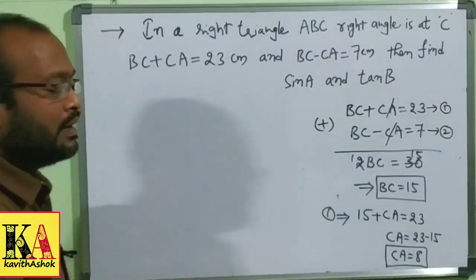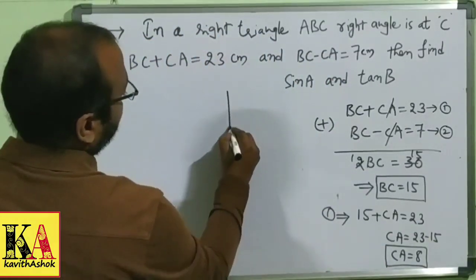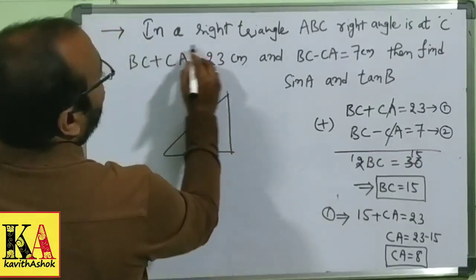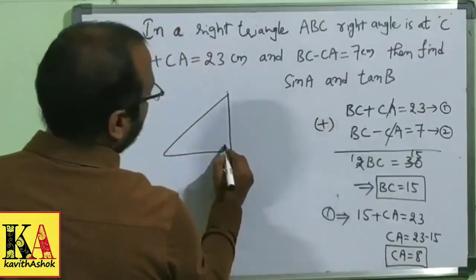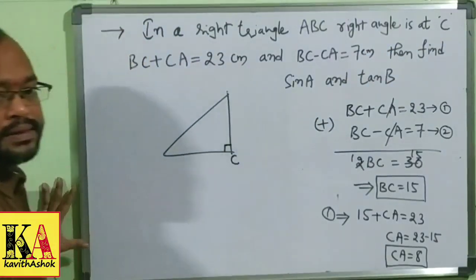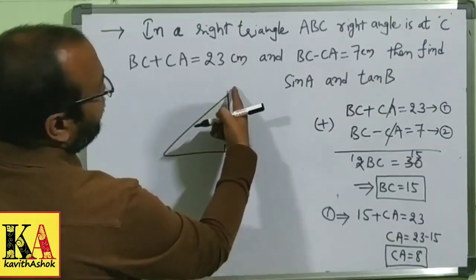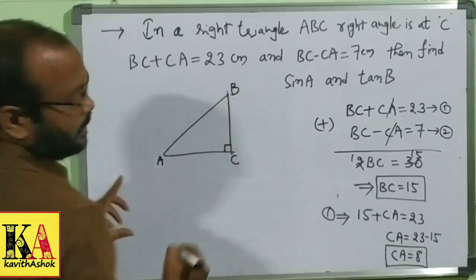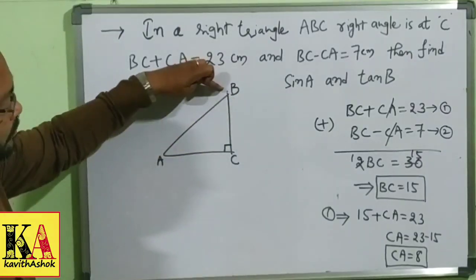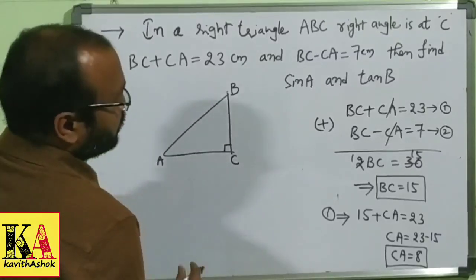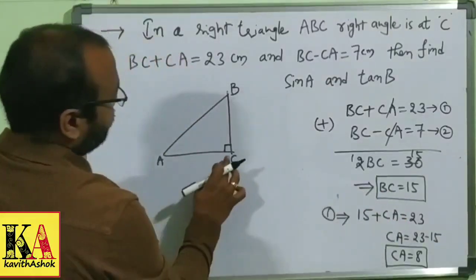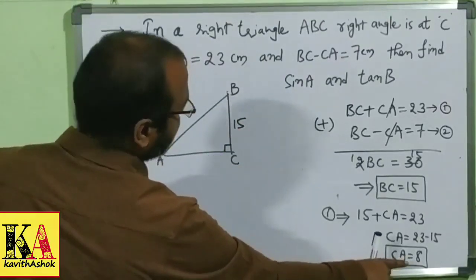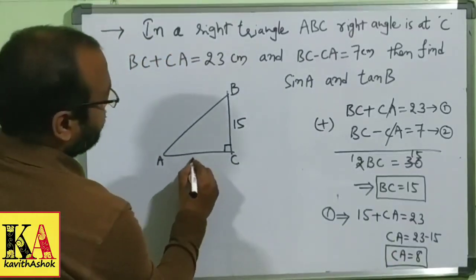Now we will construct the right angle triangle, right? This is a right angle triangle, and it says right angle at C. So this is the right angle, this is the point C. We can take A here or here, no problem. If you take A here, then automatically B will be here. So BC value is 15, this is 15. CA value is 8. CA or AC, the distance is same, 8.